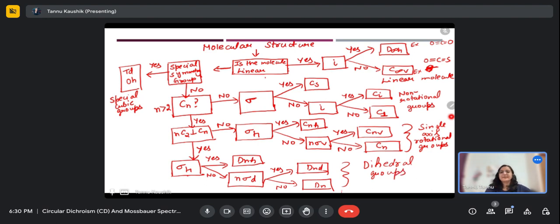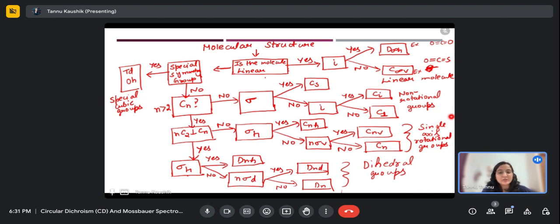So this is a simple summary of how we can find the different symmetry elements in a particular molecule, and then we can group them into different point groups. If it is linear, then we have D infinity h and C infinity v point groups. If it is not, then we will find out whether it belongs to special symmetry groups, which are tetrahedral and octahedral.